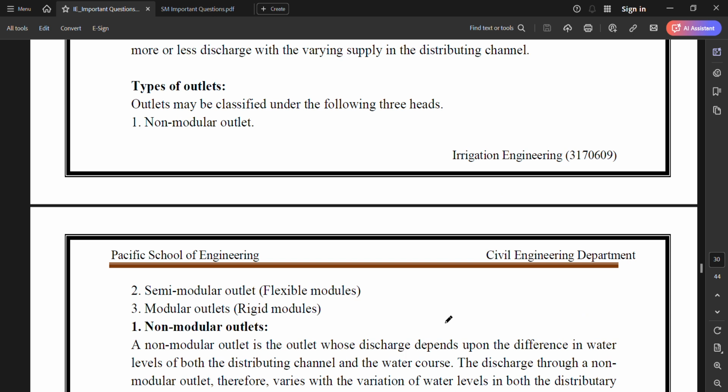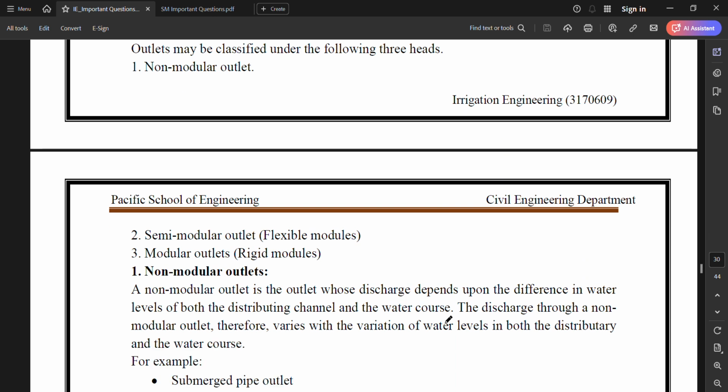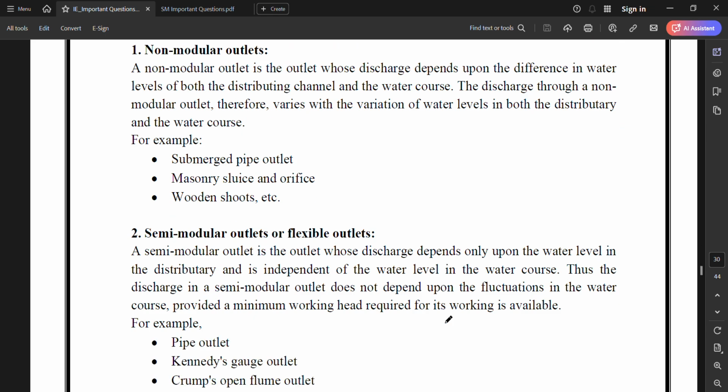Types of outlets: non-modular outlet, semi-modular outlet, and modular outlet. First, the non-modular outlet. A non-modular outlet is an outlet whose discharge depends upon the difference in water levels of both the distributary channel and the water course. The discharge through a non-modular outlet thus varies with the variation of water levels in both the distributary and the water course. For example, submerged pipe outlet, masonry sluice, orifice, or wooden chutes.